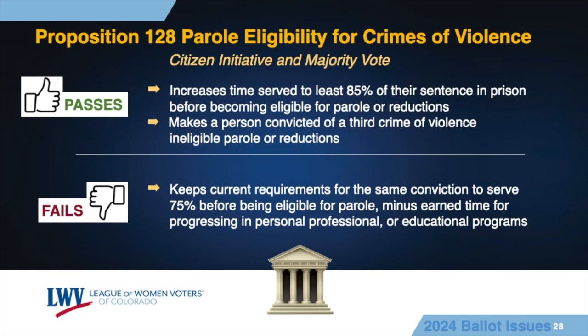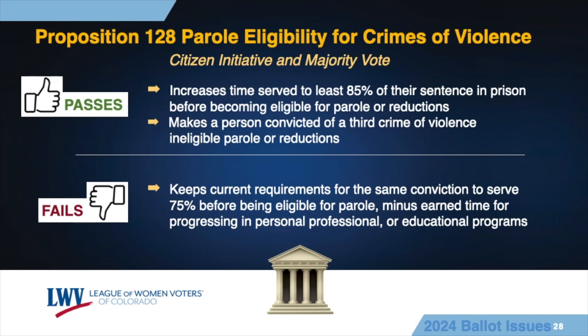Crimes include murder, sexual assault, aggravated robbery, and serious cases of assault, kidnapping, arson, and burglary. The impact: the parole eligibility of a person who is incarcerated for these crimes committed on or after January 1st, 2025. What if it fails? A person convicted of certain crimes of violence is required to serve 75% of their sentence in prison before being eligible for discretionary parole, minus earned time for progressing in personal, professional, or educational programs.